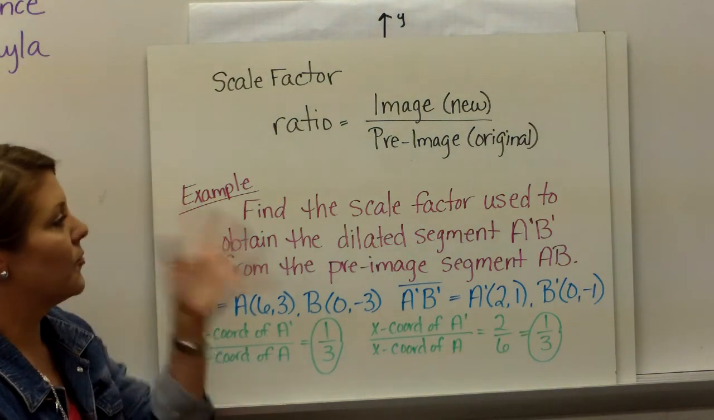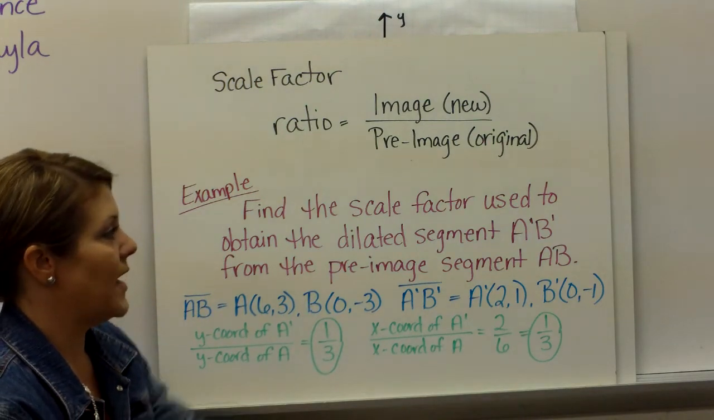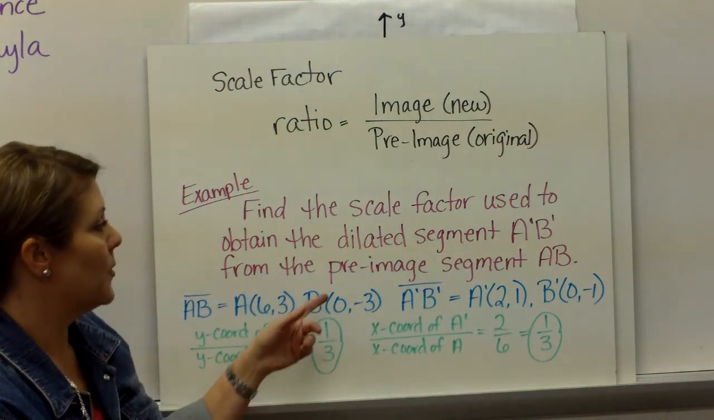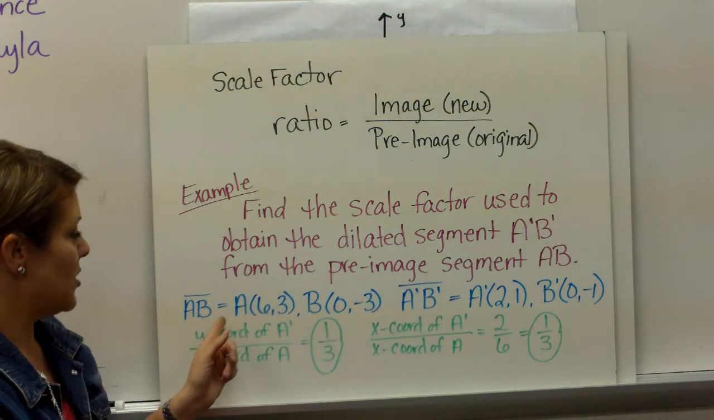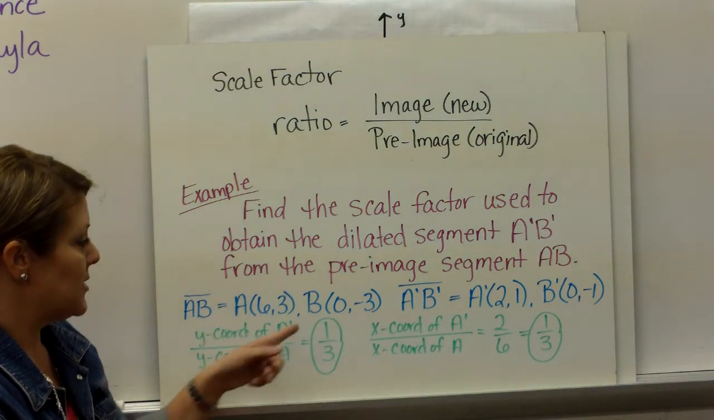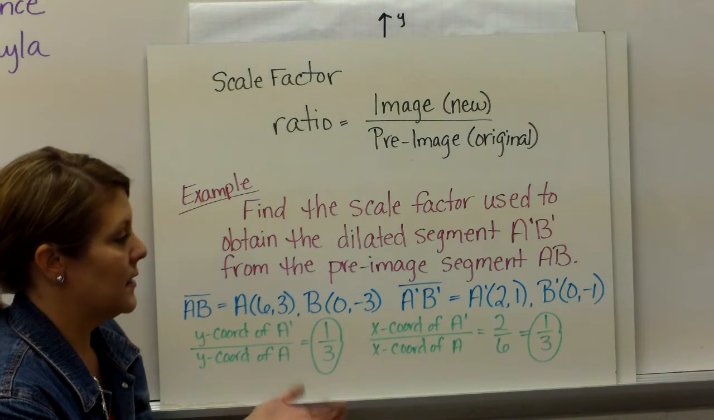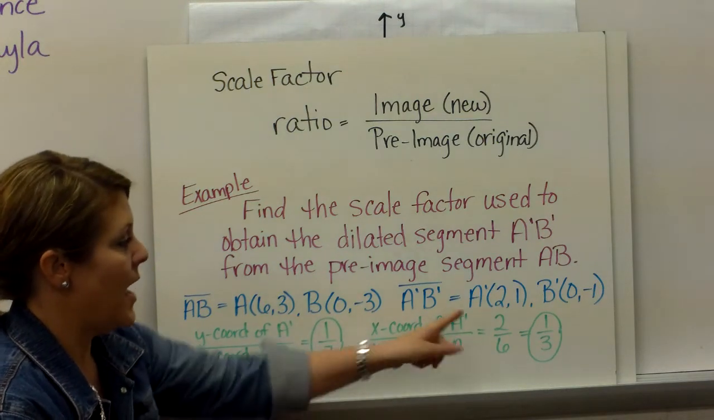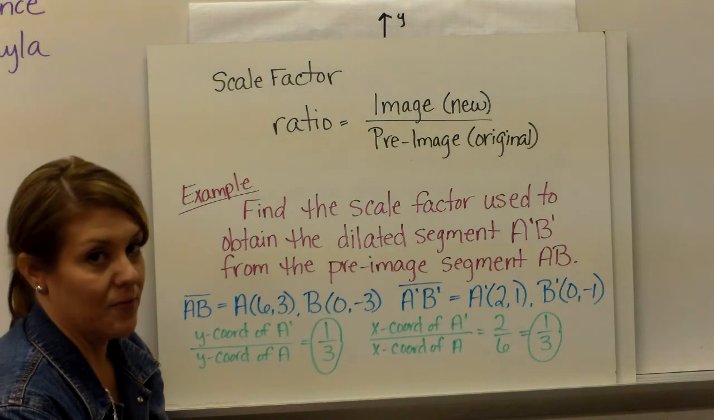We're going to do the first example. We're going to find the scale factor that's used to obtain the dilated segment AB from the pre-image segment AB. So we start out with our original ordered pairs. A is at 6,3, B is at 0, -3. The dilated segment, A will be at 2, 1, and B will be at 0, -1.